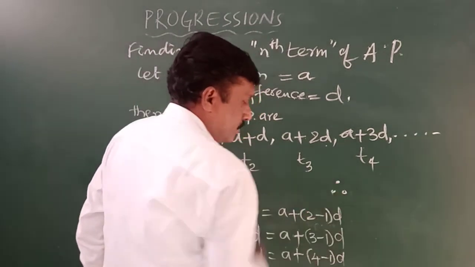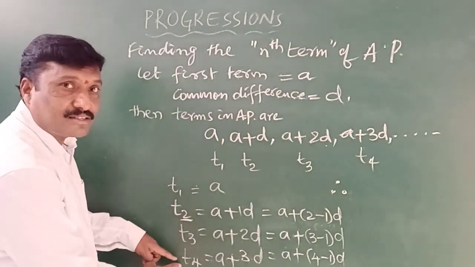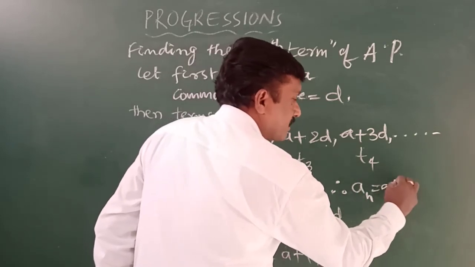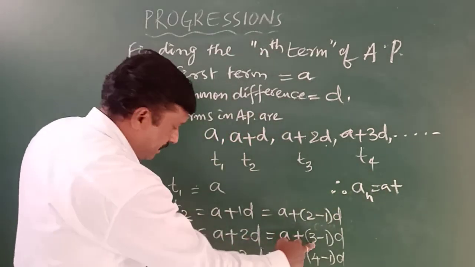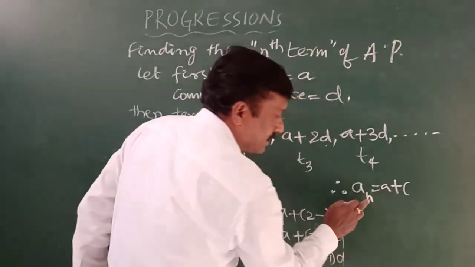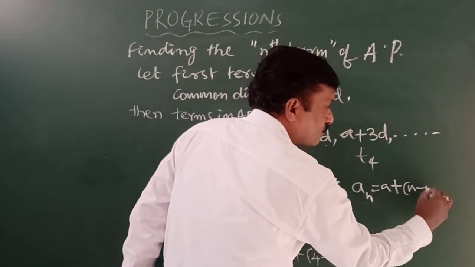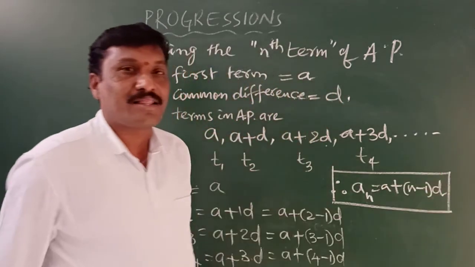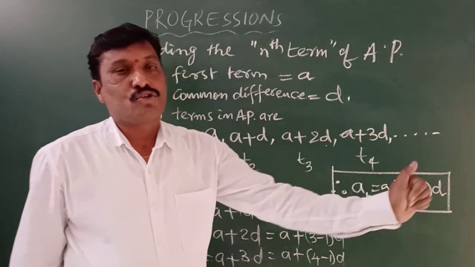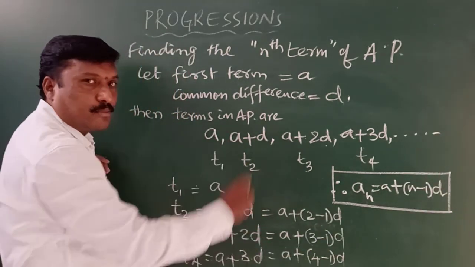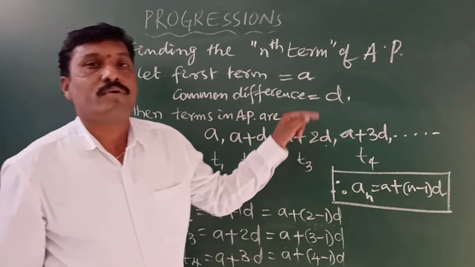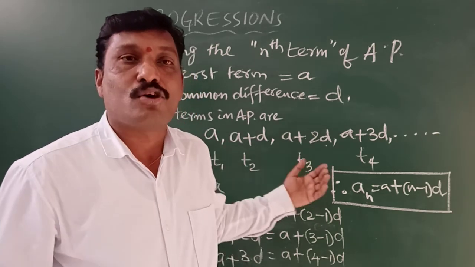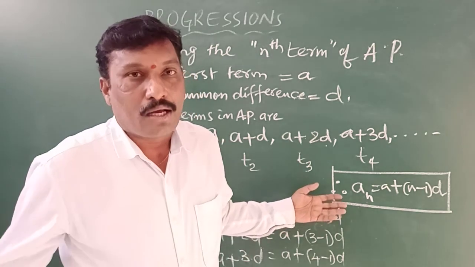Therefore, you can say, if I ask the nth term, it is going to come a plus of, if it is 4, 4 minus 1, 3, 3 minus 1, 2, 2 minus 1, we can write it as n. So you can write n minus 1 into d. So therefore, the nth term of the arithmetic progression is a plus of n minus 1 into d. So we will attend some more questions based on this nth term in the next class.